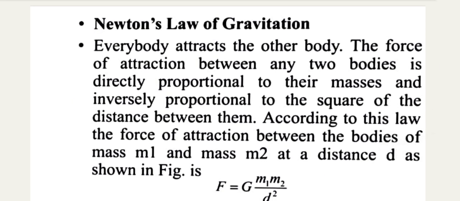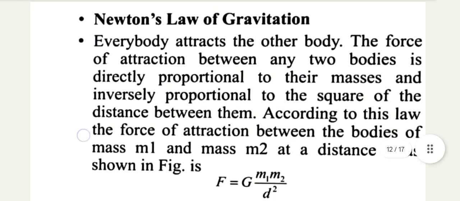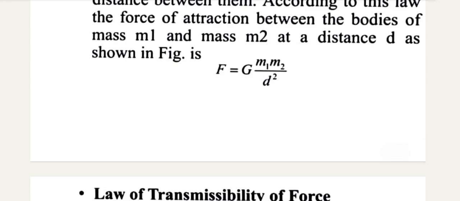Newton's law of gravitation. Every body attracts the other body. The force of attraction between any two bodies is directly proportional to their masses and inversely proportional to the square of the distance between them. According to this law, the force of attraction between the bodies of mass m1 and m2 at a distance d, as shown in the figure, is F is equal to G into m1 m2 divided by d square.